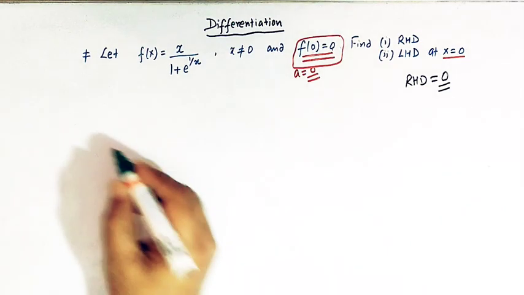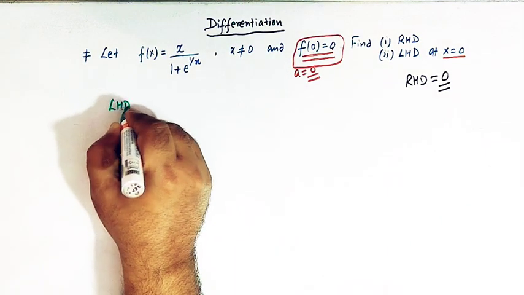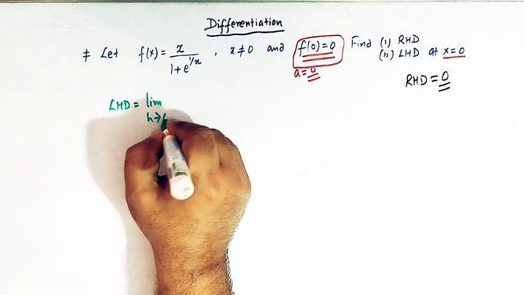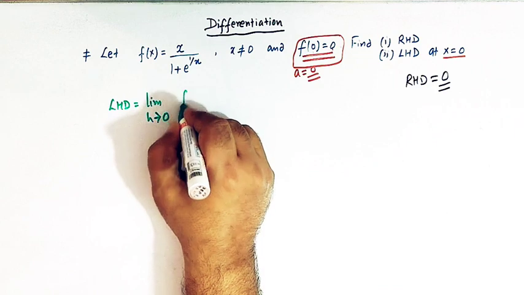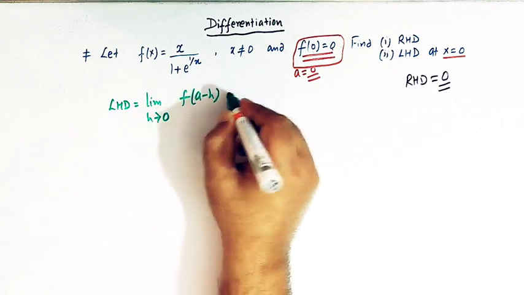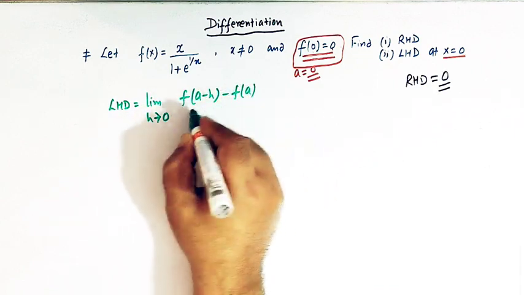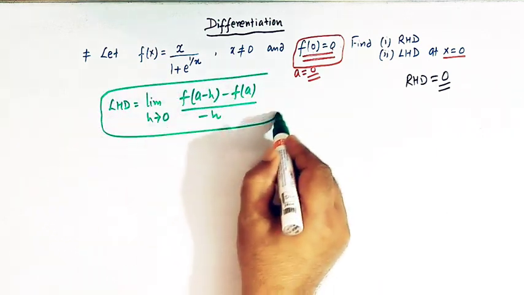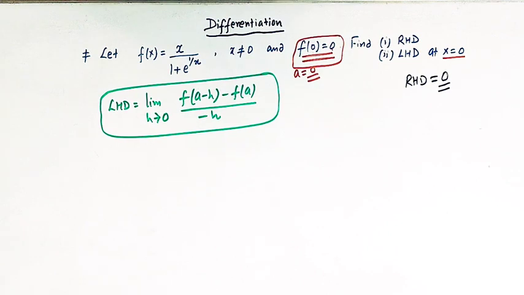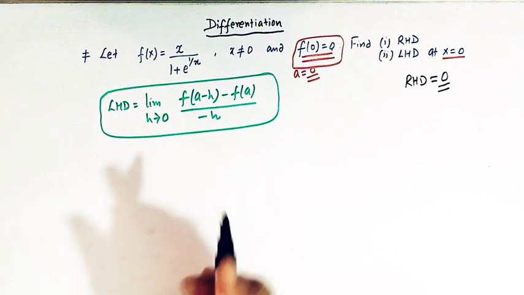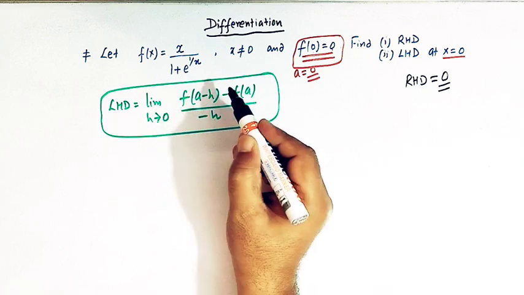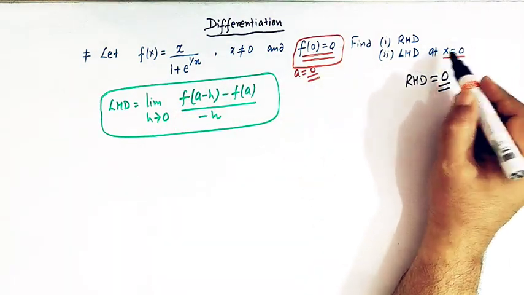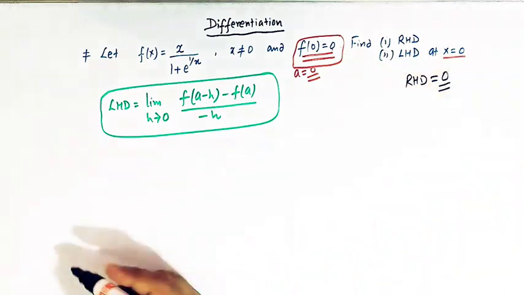Now, viewers, the left-hand derivative is defined as limit h tends to 0, f of a minus h minus f of a, divided by minus h, right? So this is the definition of the left-hand derivative. Again, this point a is the point where the derivative is required. So a is 0, because here we need to find the left-hand derivative at x equal to 0.